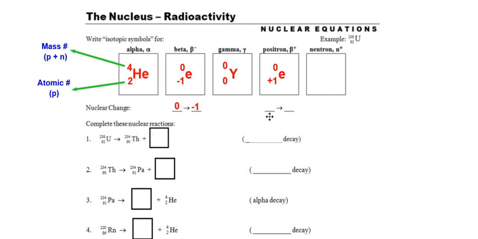Okay. A positron is the opposite of a beta. You'll have a positive change in your nucleus. So you go from a nuclear charge, I should say, from a 0 to a +1. And then finally, a neutron. A neutron is just simply what it says. You're not gaining any protons, but you're gaining neutrons.